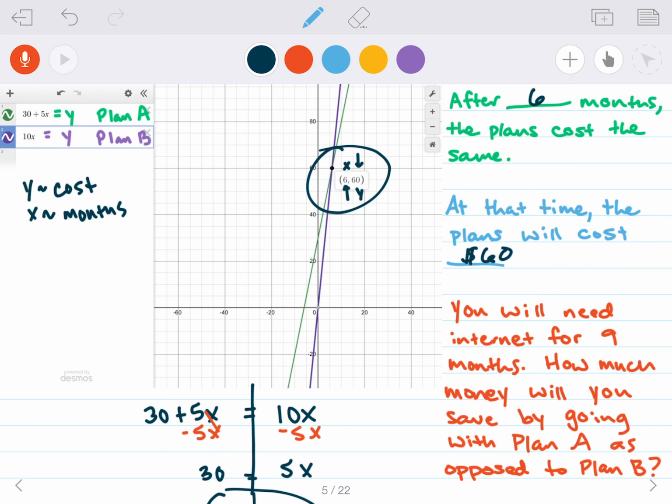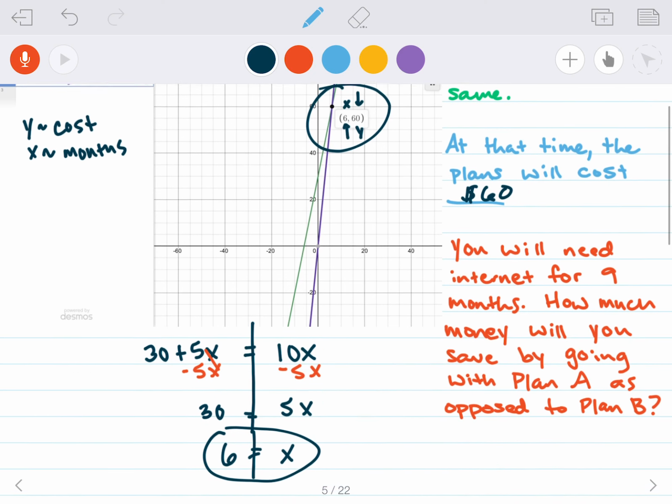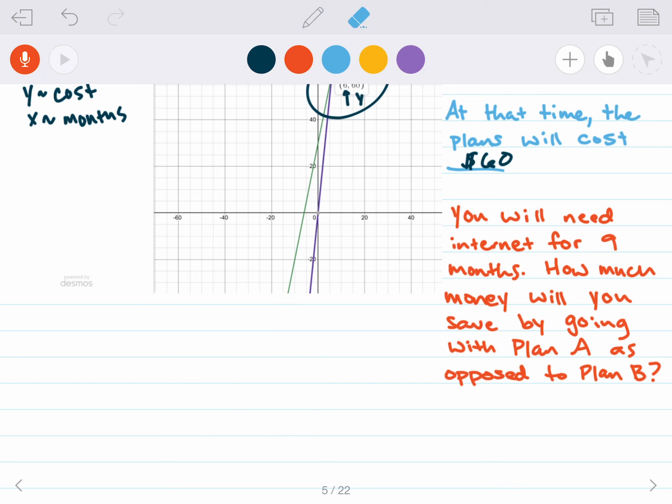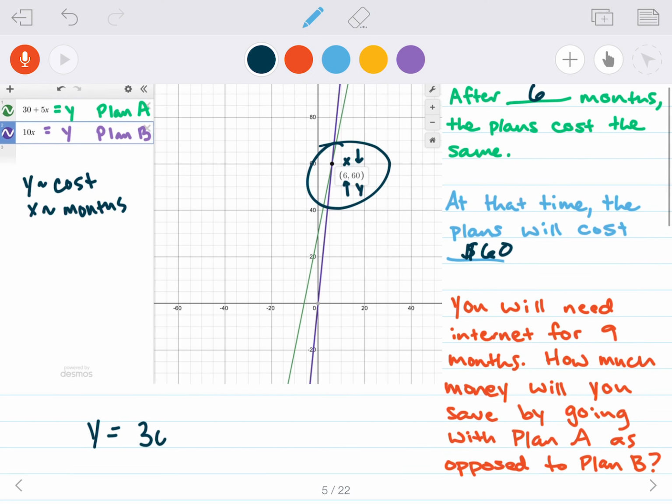We just did that graphically, but let's look at this algebraically. So remember what we can do. We have two cost functions. The first cost function is 30 plus 5x. So if I plug in an x value, a number of months, I get out a cost. And then my other one is 10x. Now, I'm going to get the same thing because of this intersection point right here, so I can use either function.